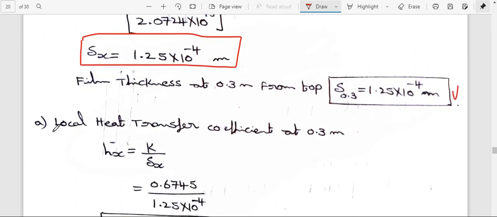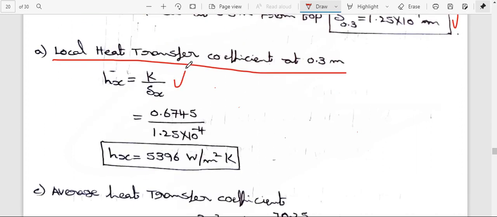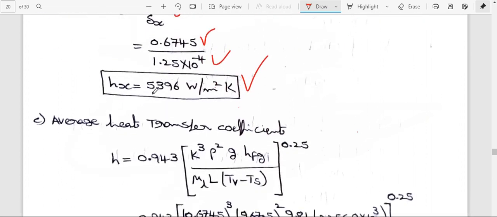So in the first question, the local heat transfer coefficient at 0.3 meters. So in this question, what is Hx value? So here Hx equal to local heat transfer coefficient. So first of all, we need to calculate the delta x value. So Hx is K by delta x. That's why I am calculating the delta x value. After calculating the delta x value, we have to substitute K value and delta x value in this formula. Hx is equal to K by delta x. We need to substitute K value and delta x like this. So here local heat transfer coefficient H is equal to 5.5396.